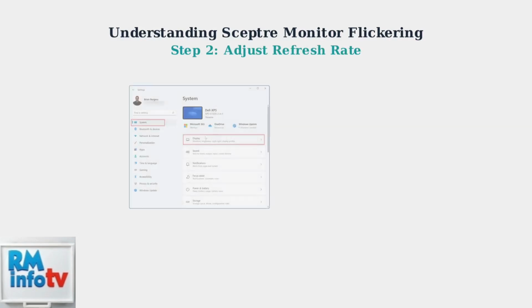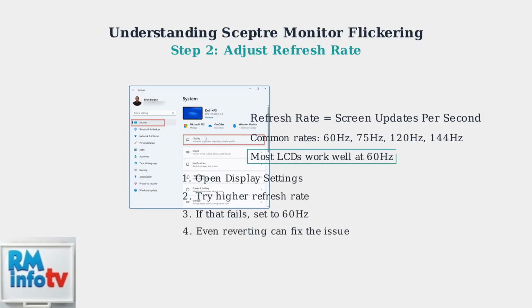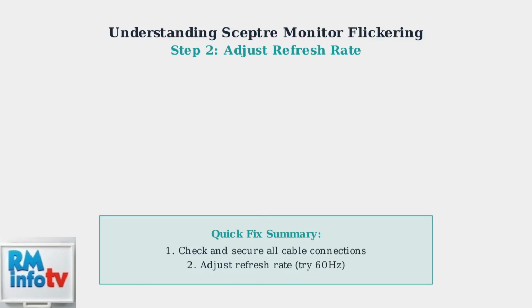Next, access your computer's display settings to adjust the refresh rate. The refresh rate determines how many times per second your screen updates its image. Try increasing the refresh rate first, or set it to a standard 60 Hz, as this is often the refresh tolerance for LCDs. Interestingly, even reverting to your original setting can sometimes resolve the problem. These quick checks resolve most Sceptre monitor flickering issues.